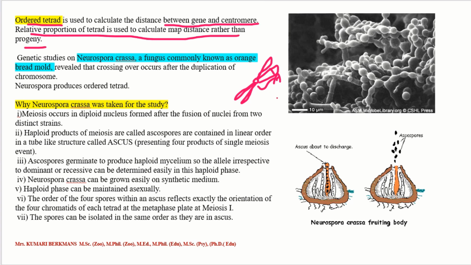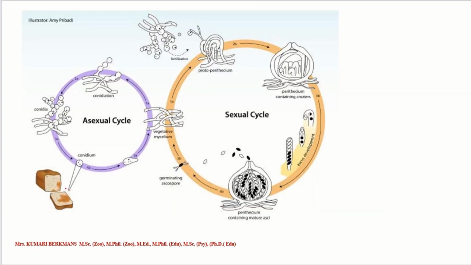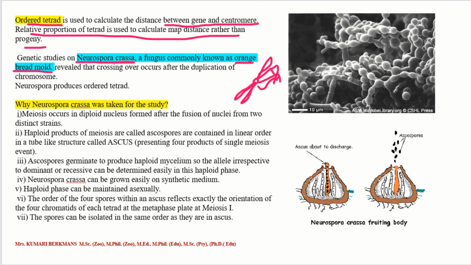Then for these genetic studies, a fungus, not a plant actually, Neurospora crassa, is commonly called orange bread mold. You can see here this is the fungus. Neurospora crassa is its botanical name, and commonly it is called orange bread mold, which revealed that crossing over occurs after the duplication of the chromosome.